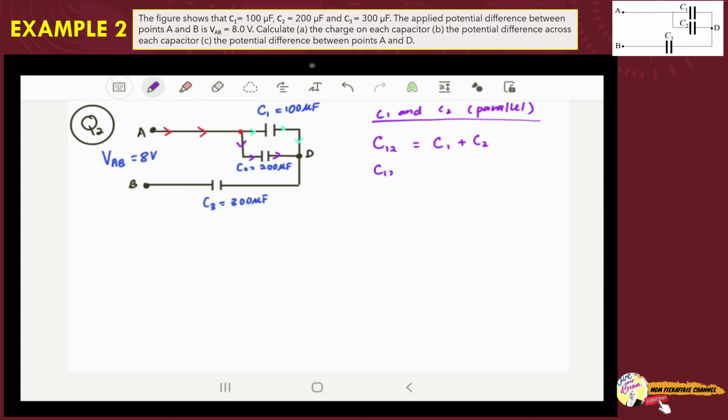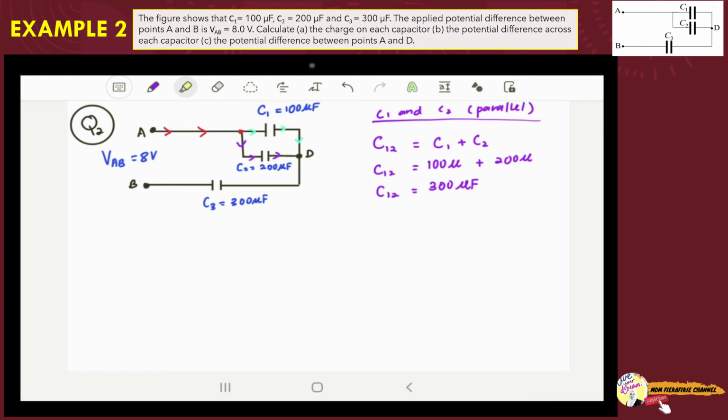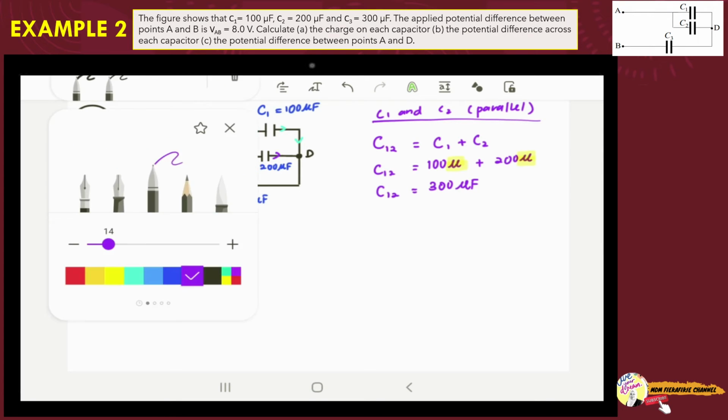Therefore, C12 is equal to 100 micro plus 200 micro, and C12 is equal to 300 microfarad. Okay, remember again, I will remind you that in your calculation, you must substitute this unit. Kalau tak nak letak unit micro, you letak exponent -6. Mesti letak. Kalau tak letak, you akan salah lah dekat situ part gantian nanti.